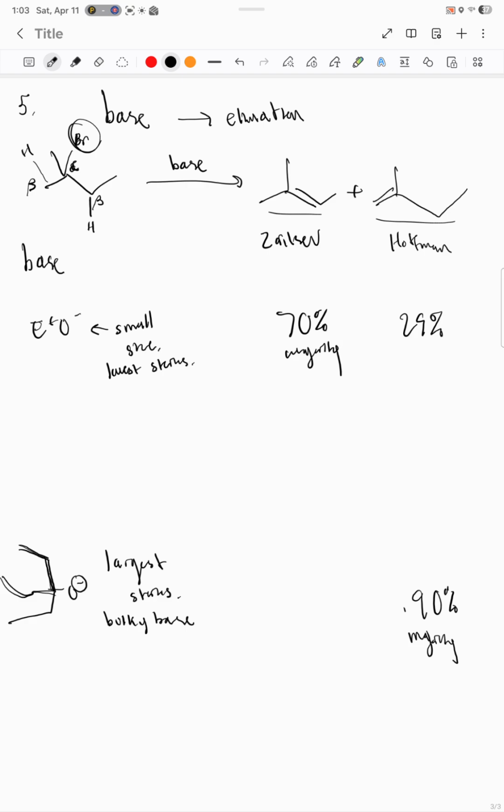Zaitsev, because Zaitsev just means it's more substituted. And it would make sense, right? Because if it's smaller, then it could really squeeze in the beta carbon over there. But if it's very big, it would prefer the outside portion, right? Yeah, I think that would make sense. Sorry, was I looking at the wrong carbon? No. Yeah, just know that the bigger bulky bases prefer the Hoffman product, which is the less substituted alkene.